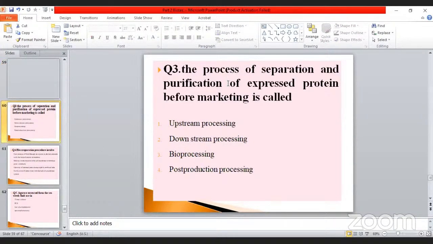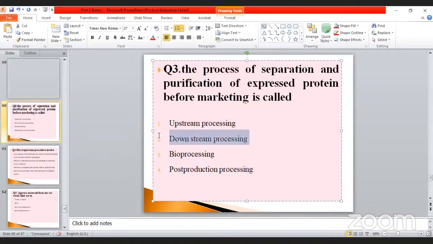And then the third one: the process of separation and purification of the expressed protein before marketing is called which stream? Already we studied these things also. Upstream processing, downstream processing. Very good. Downstream processing. Okay.